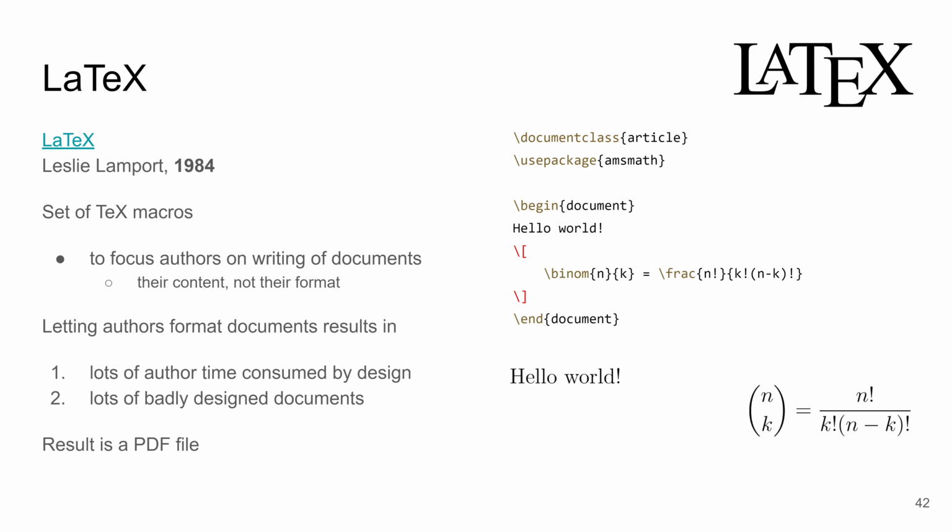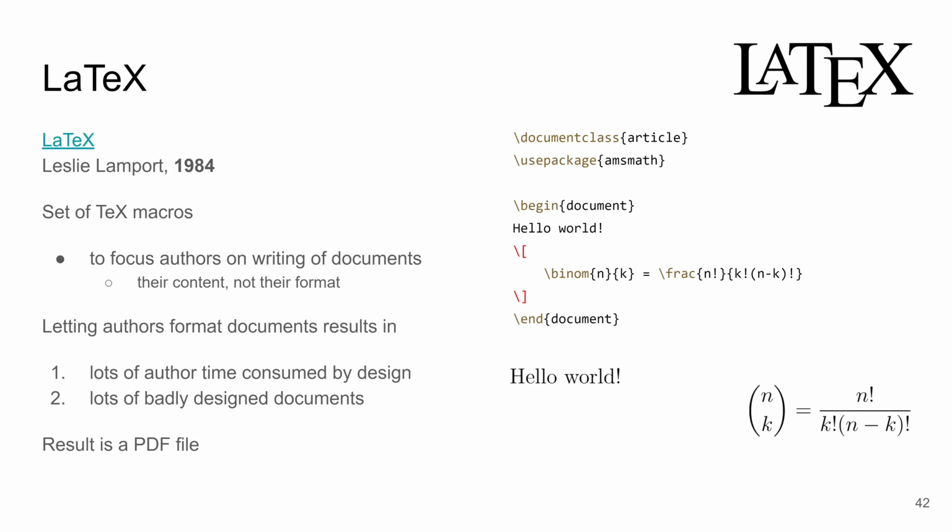Now, this is because letting authors deal with formatting of documents ends up in two things. One, lots of author time gets consumed by design because typical text authors are not designers. And second, it results in lots of badly designed documents by the authors. So this is not desirable, and this is what LaTeX deals with. When a LaTeX file gets rendered, the result is nowadays a PDF file. So a file which you can publish on the web, and then you can display it on a computer, or typically you can print it and it looks the same.